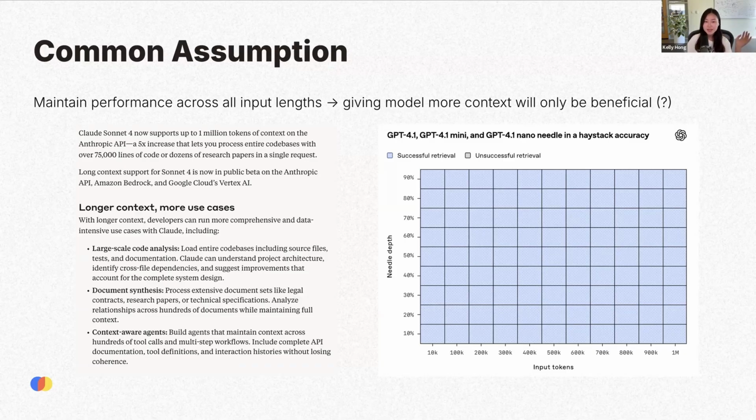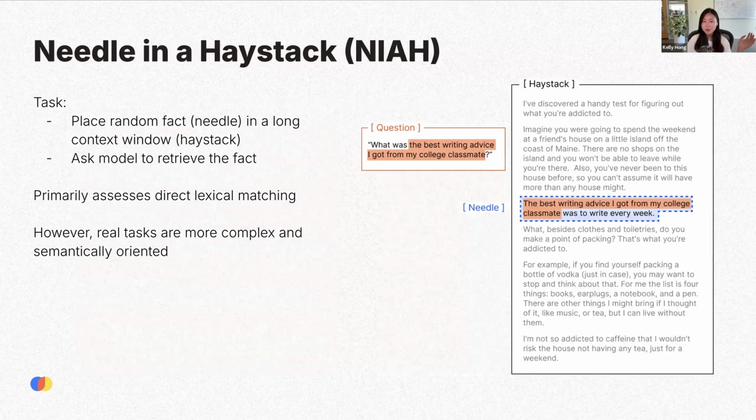But I want to talk a bit more about what needle in a haystack is and why it might not be as representative of the tasks that you would actually give these models in practice. So needle in a haystack is a very simple retrieval task where you basically give a random fact, we call that the needle, and you place that within a long context window, which we call the haystack. And you simply ask the model to retrieve that fact.